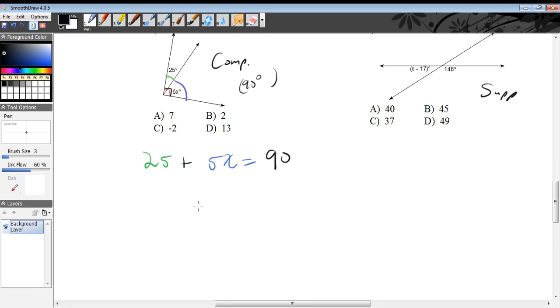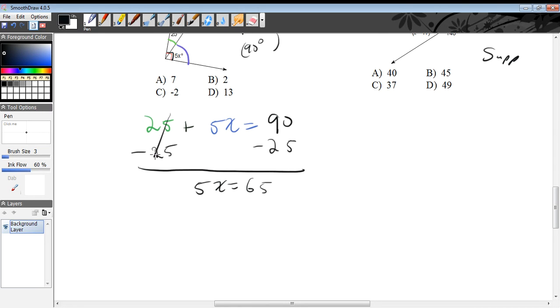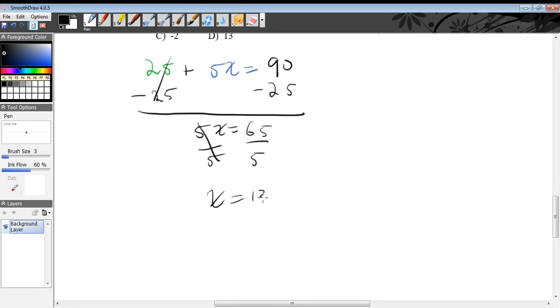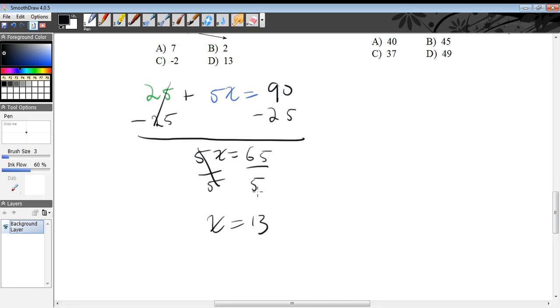Okay. Now I just need to solve for x. This is a positive 25, so I can subtract 25 from both sides, which will give me 5x is equal to 65. These will cancel. I'll divide both sides by 5, and x will be equal to 13. 65 divided by 5 is 13.